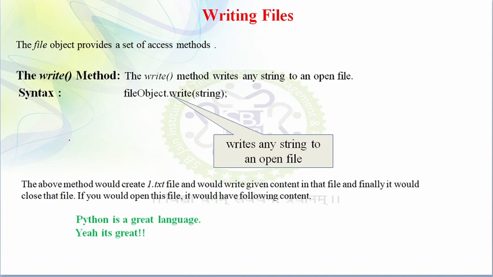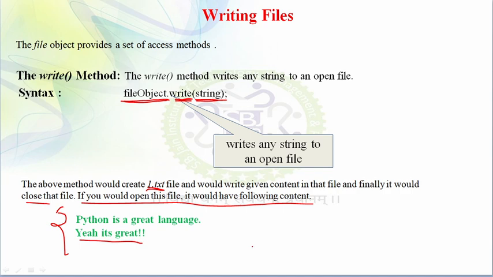Next thing is the syntax. The syntax that we have to follow is, we first write the file object, then the write function, and in the parentheses we provide the string that we want to write into the file. The above function will create the file, suppose we are creating a file named 1.txt, and suppose we have written some content in that file, and after that we close the file. So if we open this file in read mode, it will show this content: Python is a great language. Then in the next line it is printing, yeah, it is great.